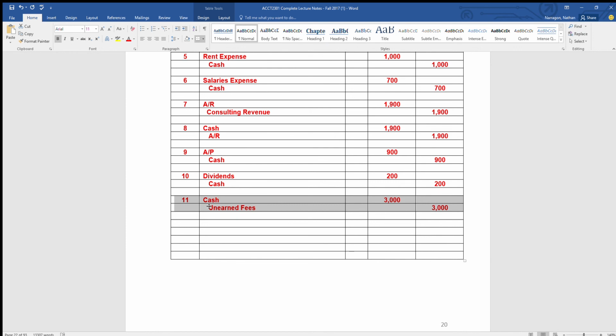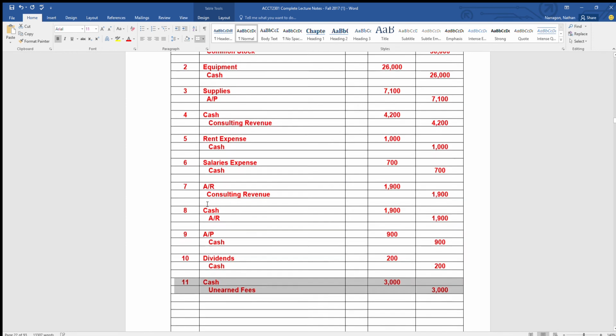Again, unearned revenue, it's mostly is we got paid in advance for the job. So if we don't perform the job, we still owe that person their money back. So we have to refund the money. So we want to keep track of how much we have to refund.